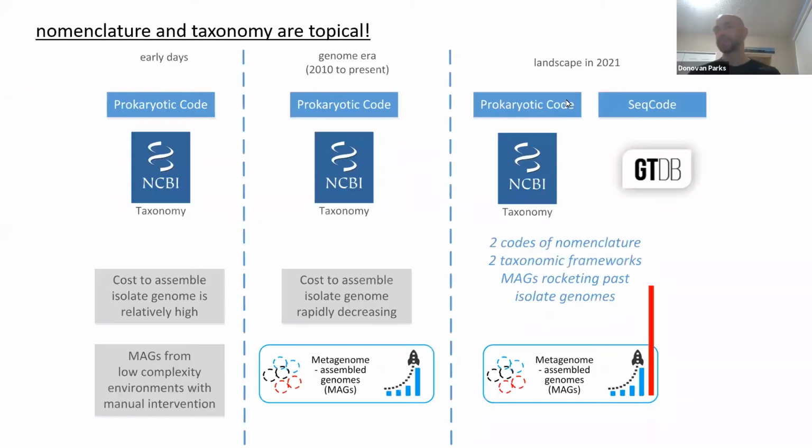Now, I wanted to start by setting the table. So I think very reasonably, there's a perception that nomenclature and taxonomy are solved problems, that there are just names that we have for different bacterial and archaeal groups, and these are set in stone. That was certainly my perception before I started becoming involved in these fields, but really that couldn't be further from the truth. And certainly today, these are very topical areas of study, and there are different opinions in our community about how we should move forward with nomenclature and taxonomy.